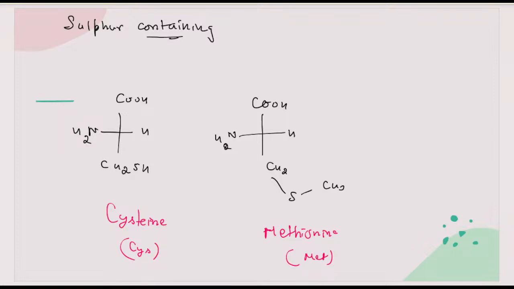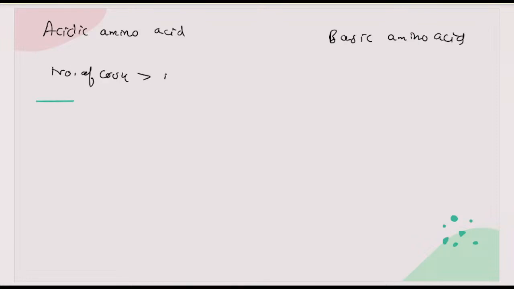Now let's see some acidic and basic amino acids, okay? So all are important for acid and base. So let's discuss the acidic amino acid, and this side the basic amino acid. So the acidic part is when the number of COOH groups is more than the NH2 groups. This is important.